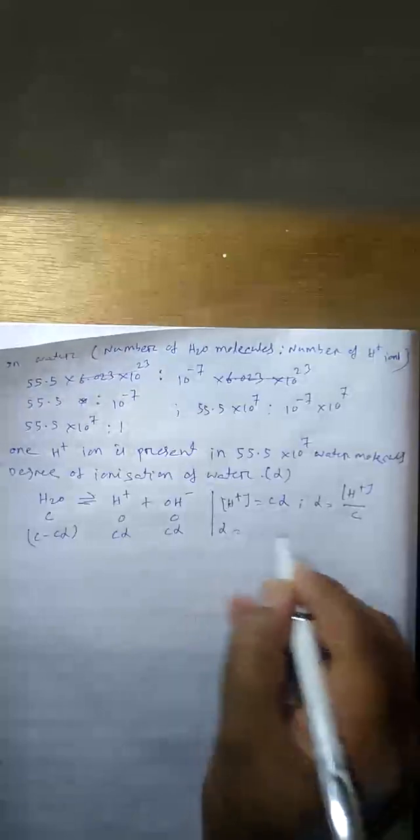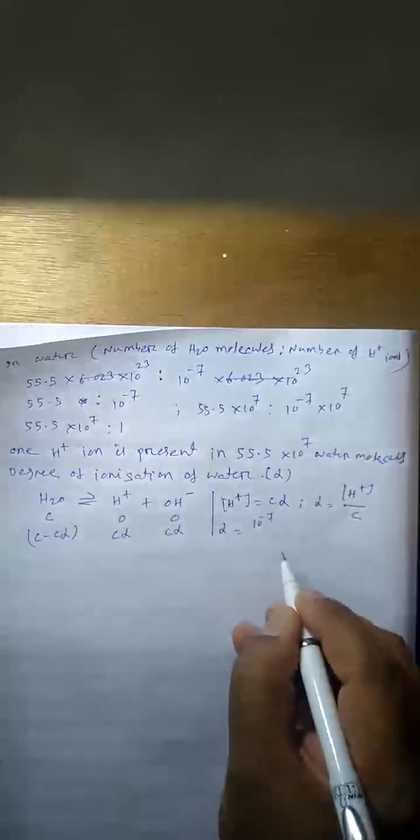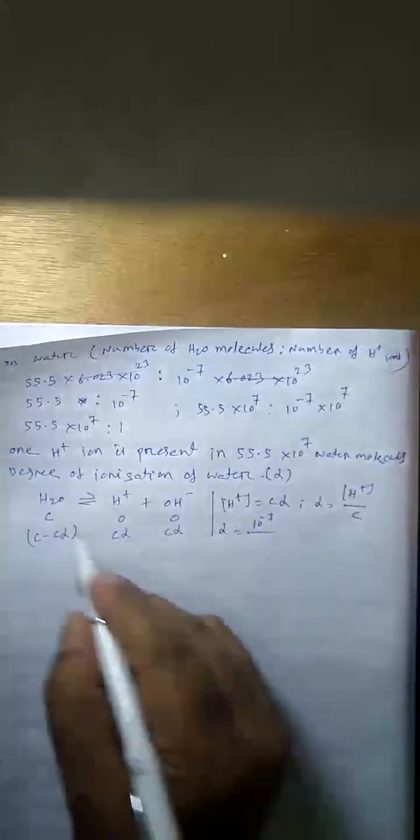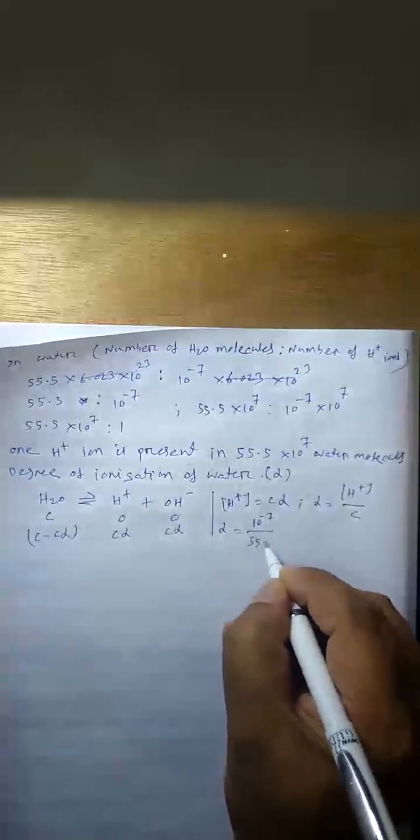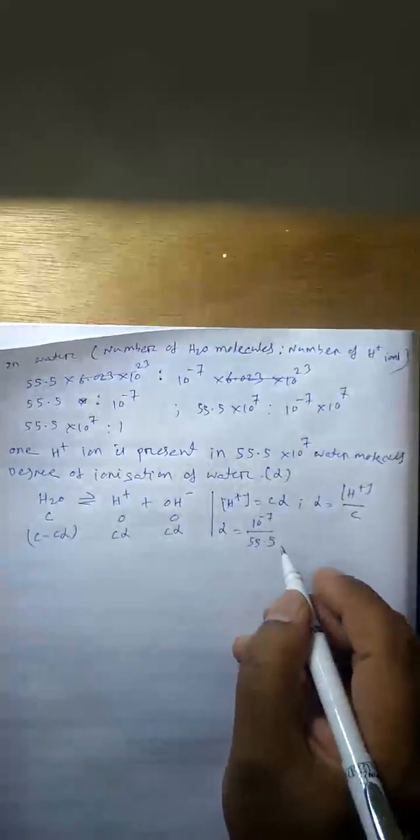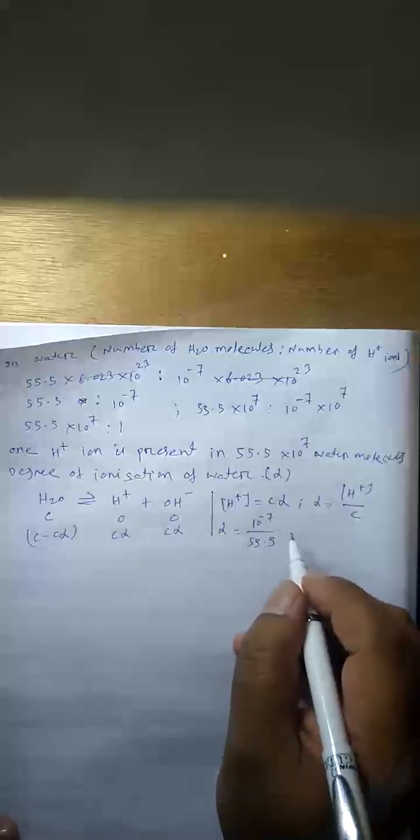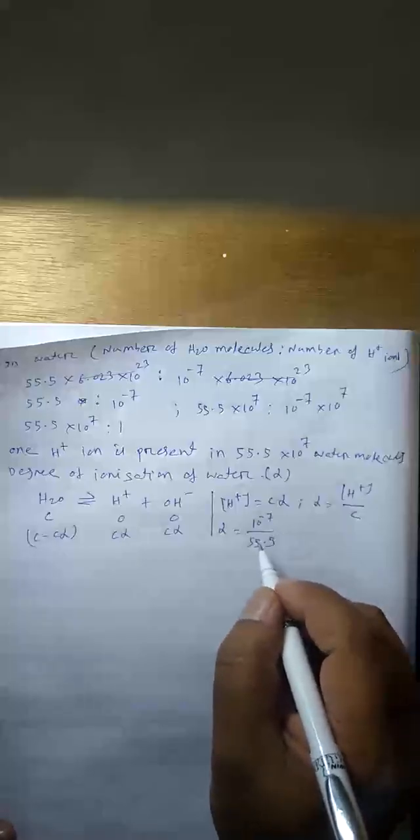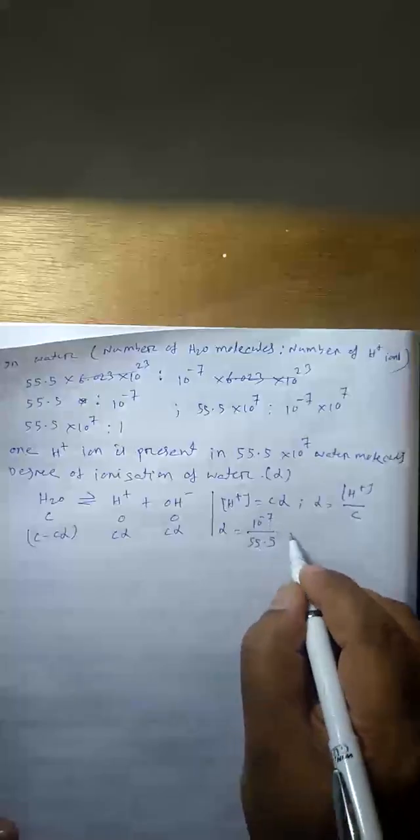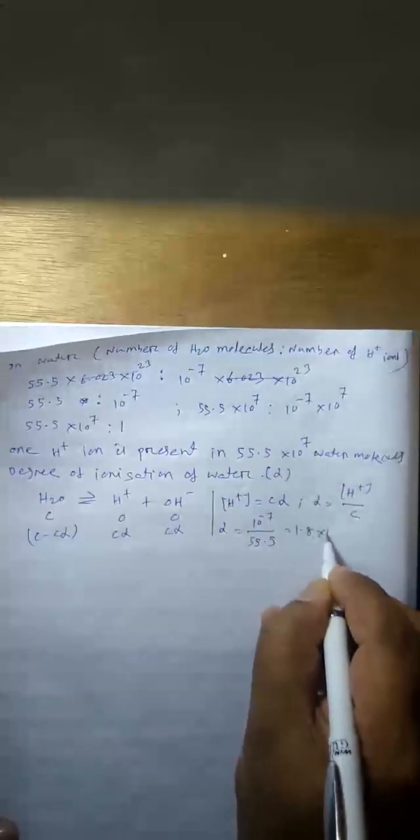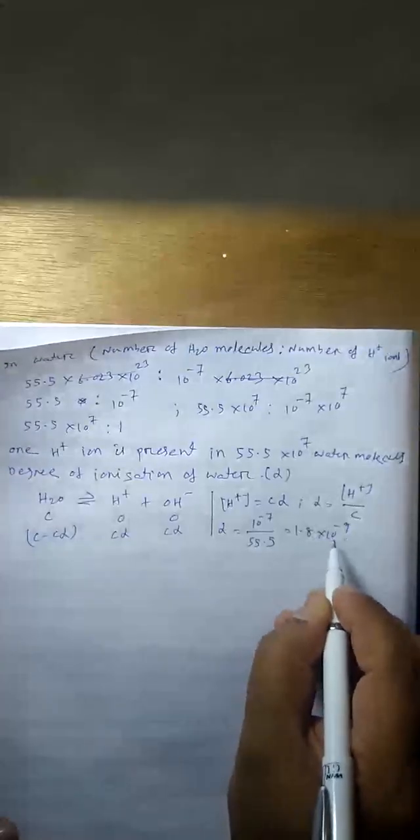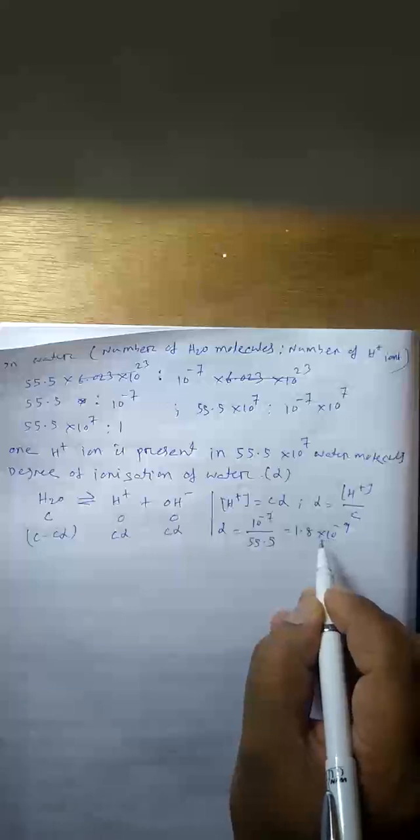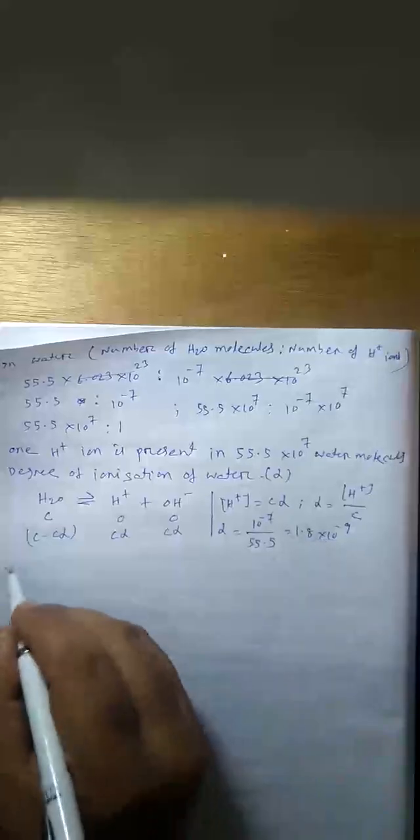Then alpha is equal to H plus concentration, which is 10 to the power minus 7, divided by C, the water concentration. Water concentration is 55.5. This much moles of water is present. When you divide this, we get 1.8 10 to the power minus 9. That means it is very weak, because alpha value less than 1 is weak, but this is far less than 1.